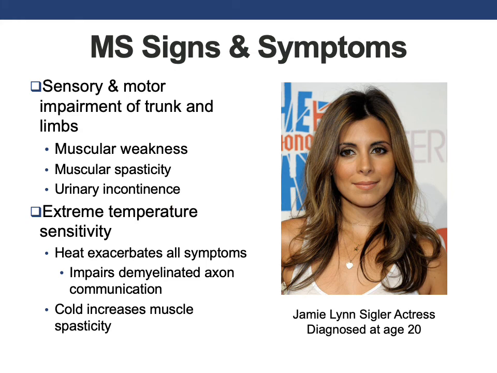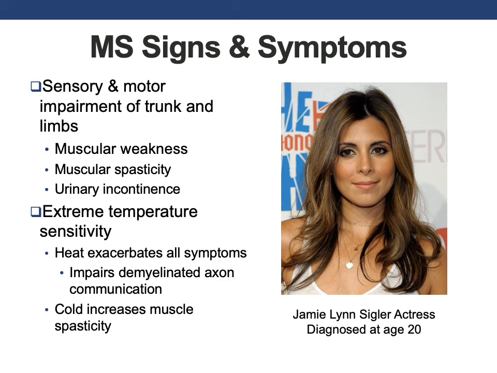MS signs and symptoms. Multiple sclerosis will at some point involve sensory and motor impairment of the trunk and limbs. MS patients experience muscle weakness and spasticity. ALS patients also experience muscle weakness and spasticity. MS patients can experience urinary incontinence during an exacerbation phase. If you remember, ALS patients typically retain urinary control.